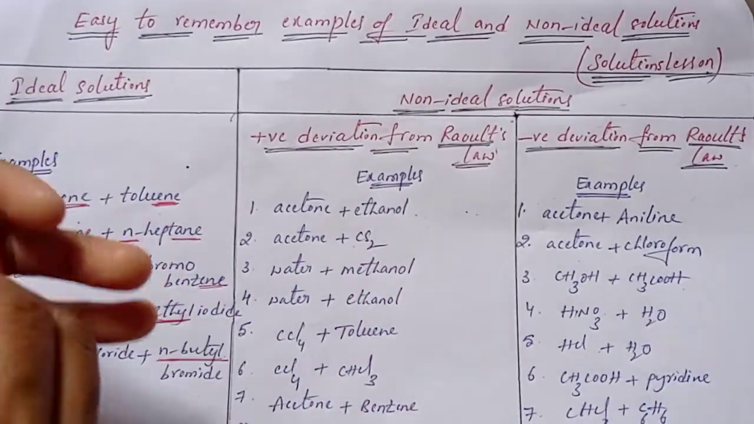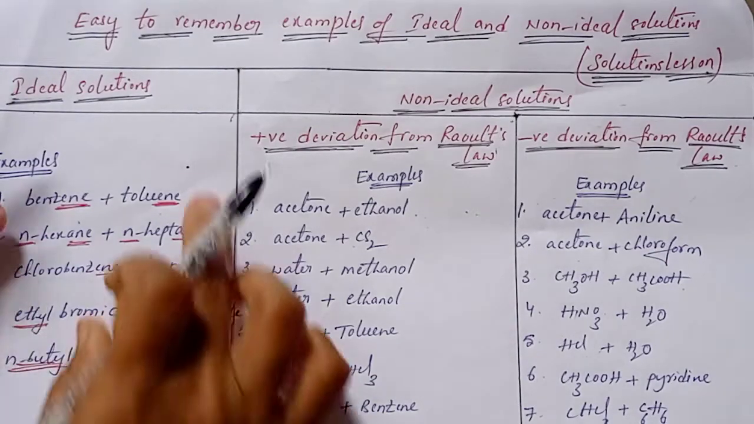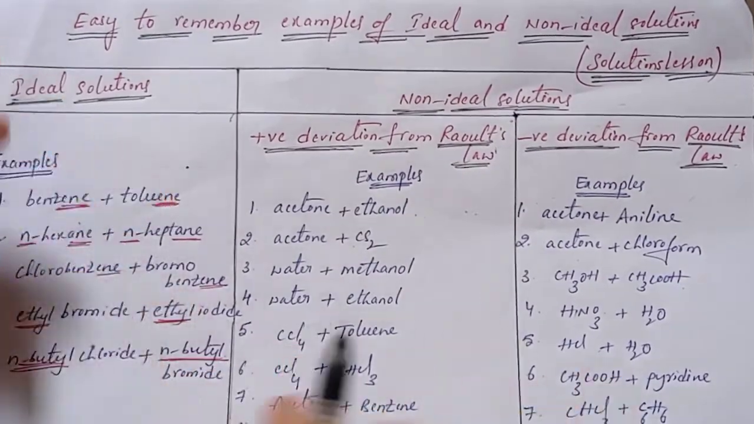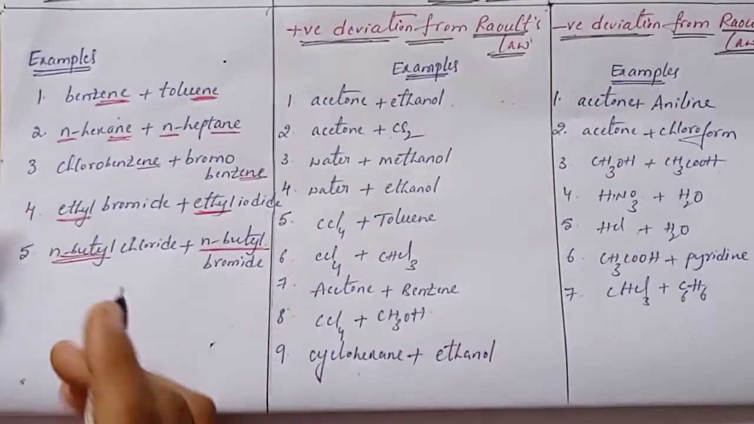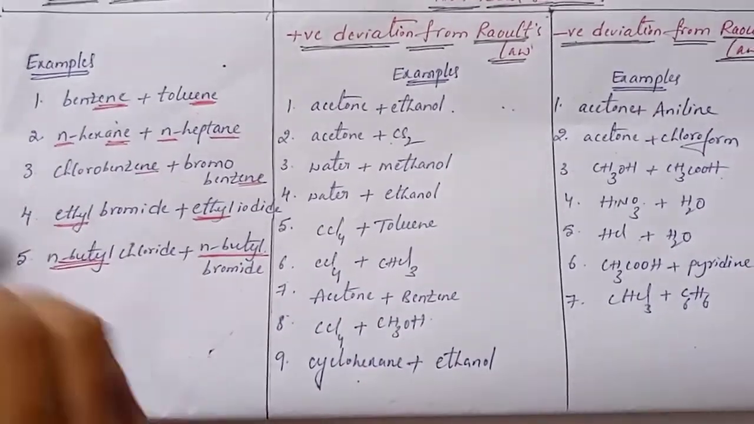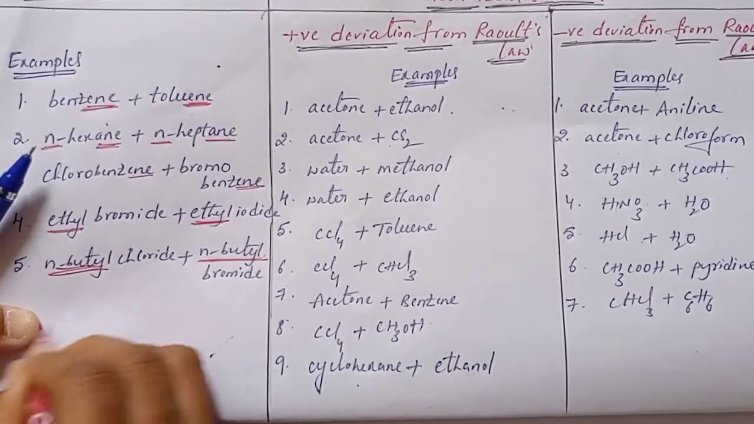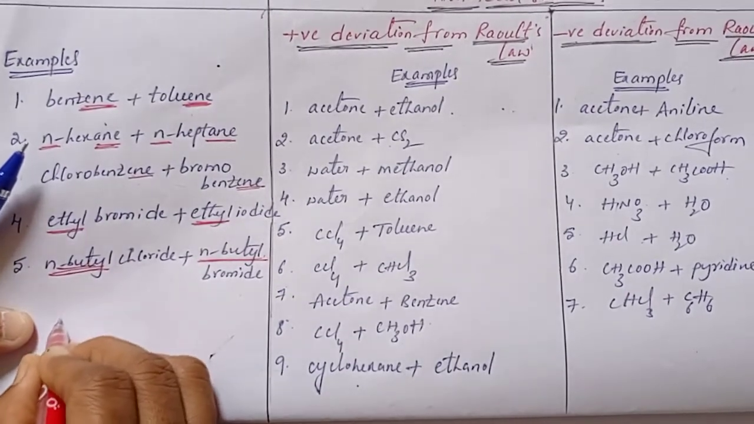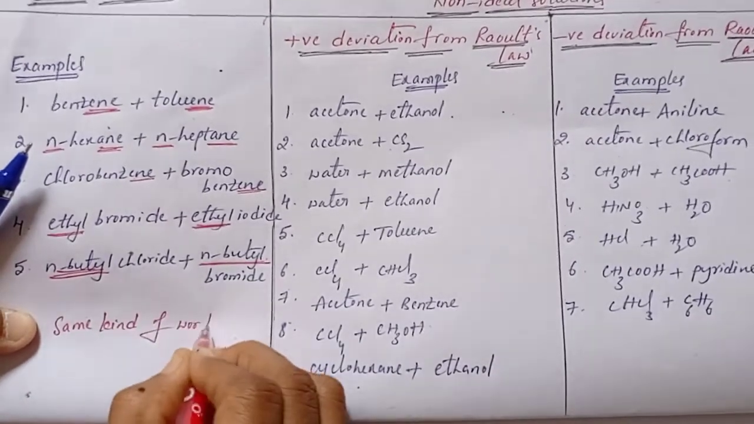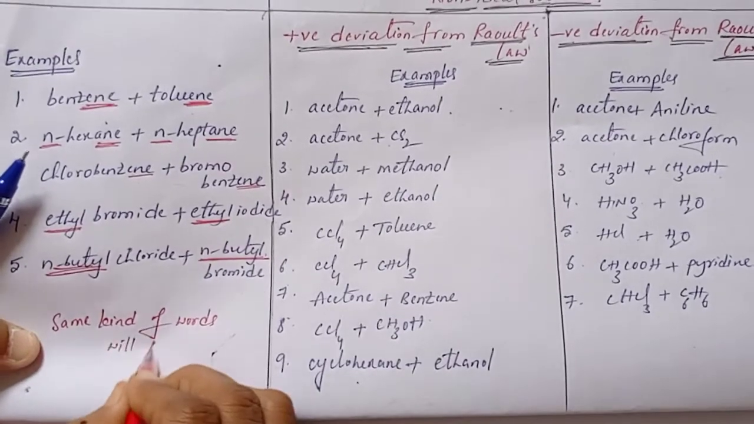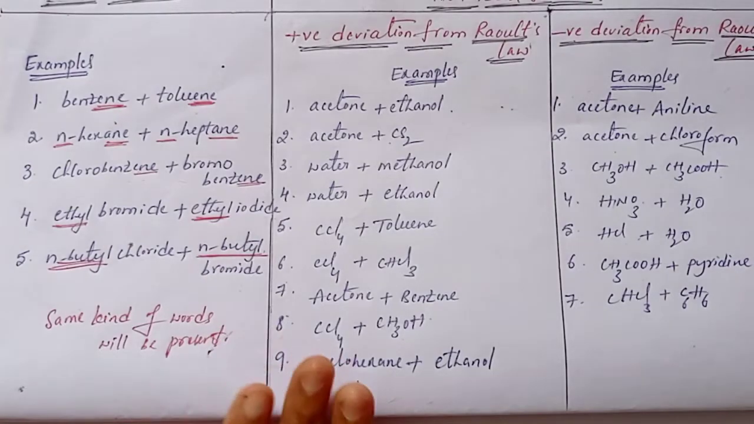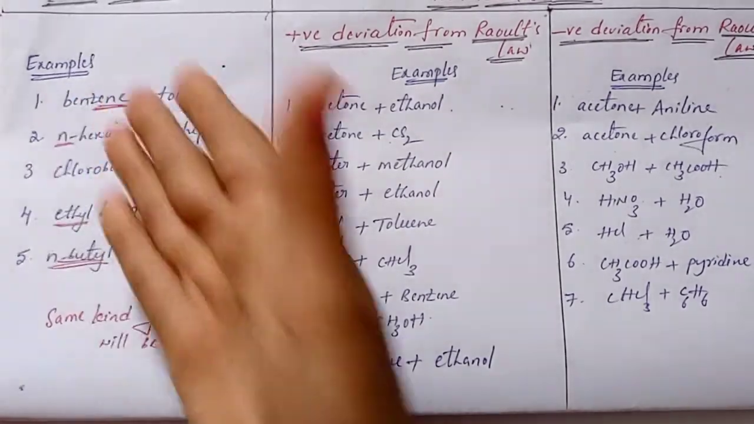What will be there, students? What is the shortcut? Here identical words will be there. See, I am writing identical words. So in ideal solutions, what is the shortcut? The shortcut for ideal is that the same kind of words will be present. Clear? So when the same kind of words are present, we call it an ideal solution.